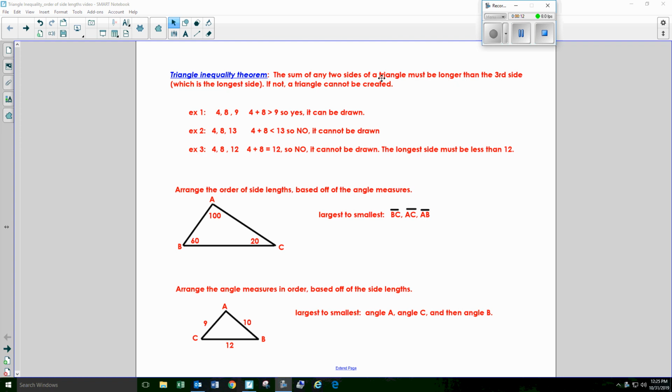It says the sum of any two sides of a triangle must be longer than the third side, which obviously is going to be the longest side. If not, the triangle cannot be created. So there are three examples.